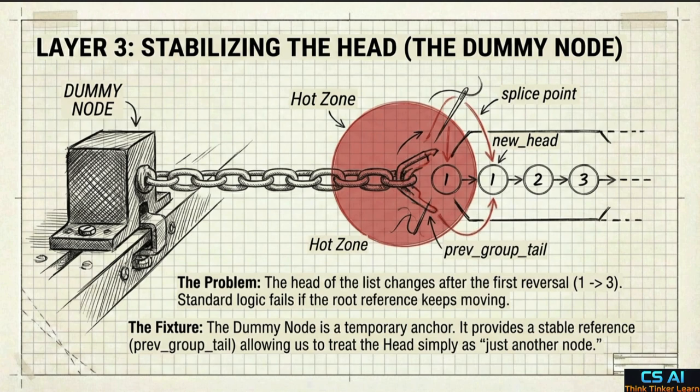Finally, we address layer 3, which is stabilizing the head with the dummy node. The problem is that the head of the list changes after the first reversal, 1 to 3, making standard logic fail if the root reference keeps moving. This hot zone at the beginning of the list requires special handling. The fix is to use a dummy node. This temporary anchor provides a stable reference that allows us to treat the actual head of the list as just another node. The splice point shows where the new head of the reversed group connects, and the dummy node ensures a consistent entry point, simplifying the overall logic.